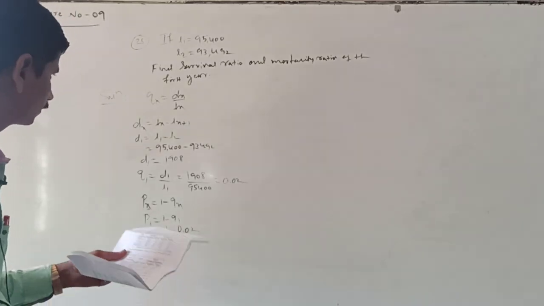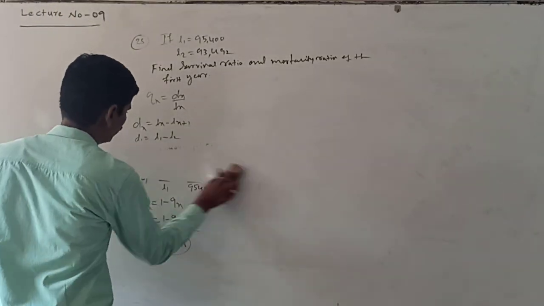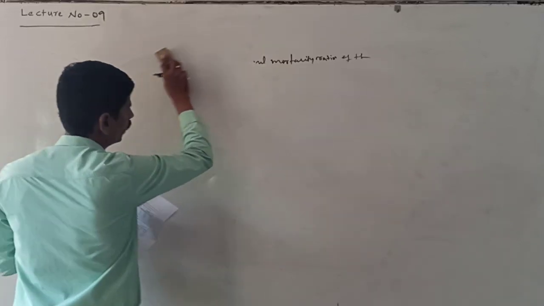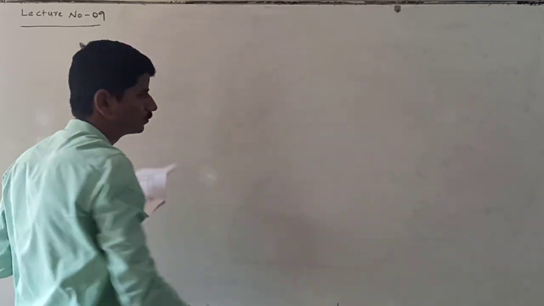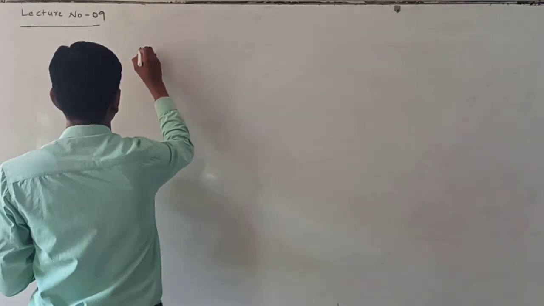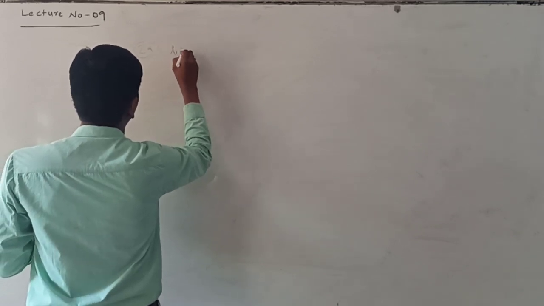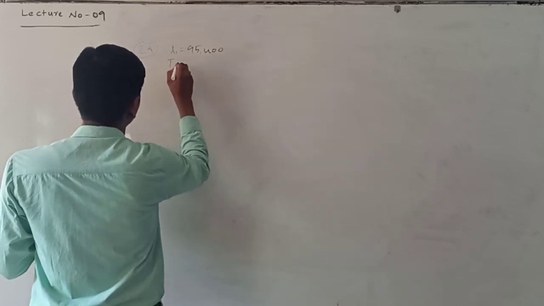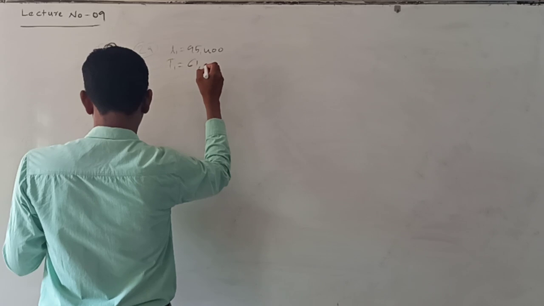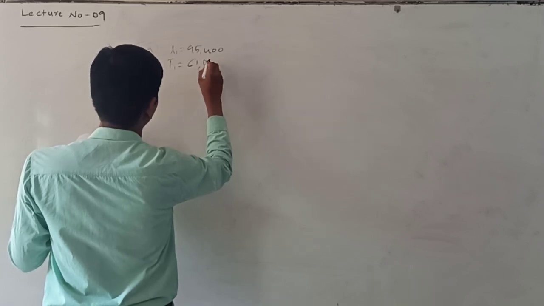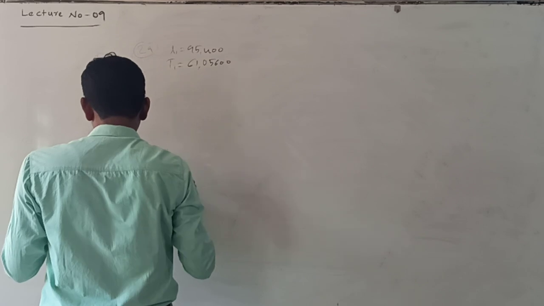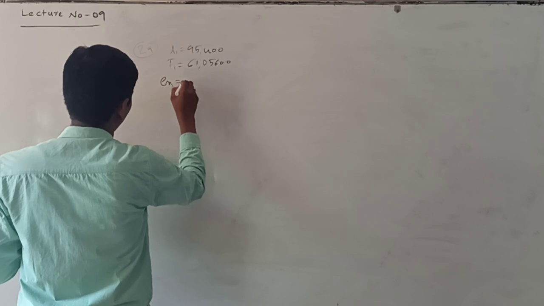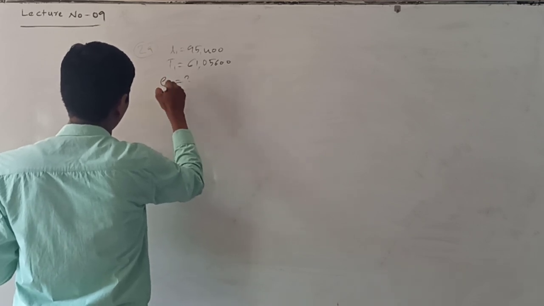The next, 29th problem. In a life table, if L1 is 95,400 and T1 equal to 61 lakh 5,600, then find the expectation of life in the first year. You have to find the Ex value for the first year, that is, the E1 value.